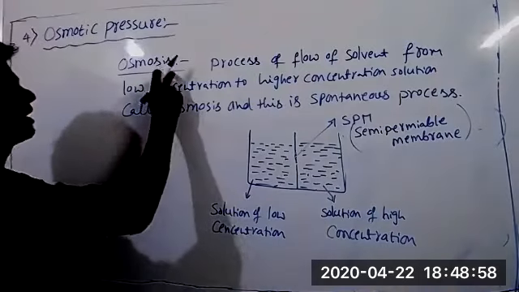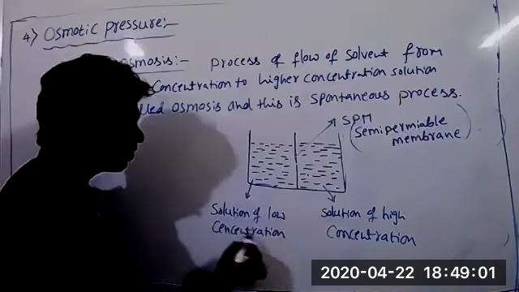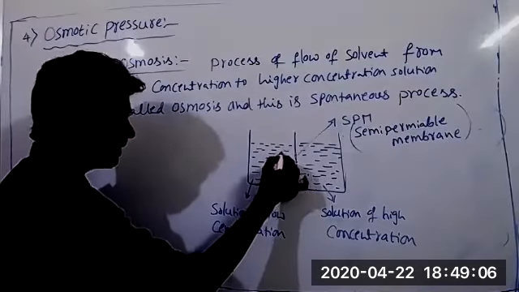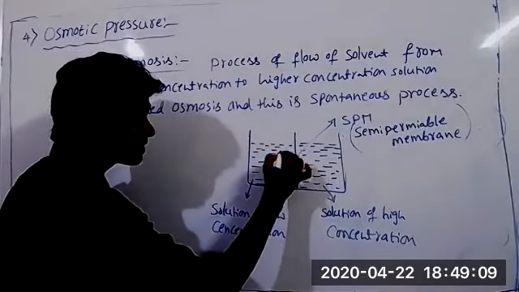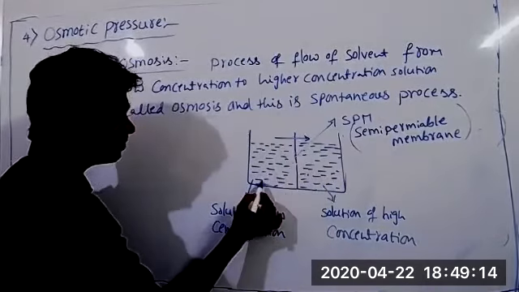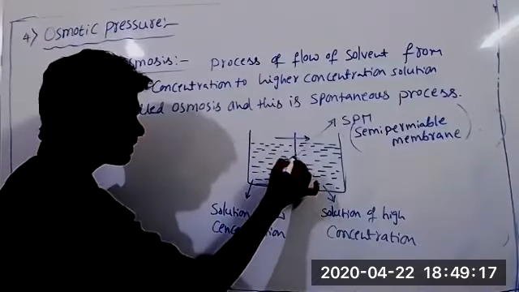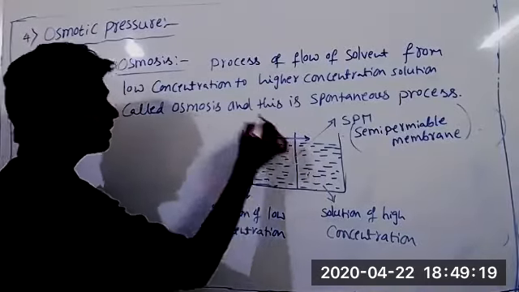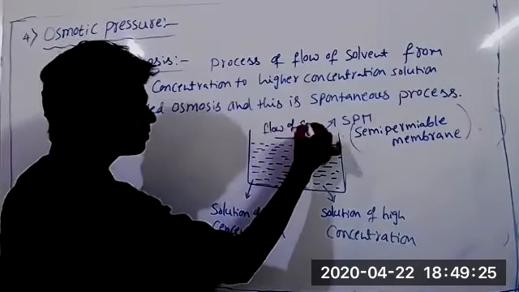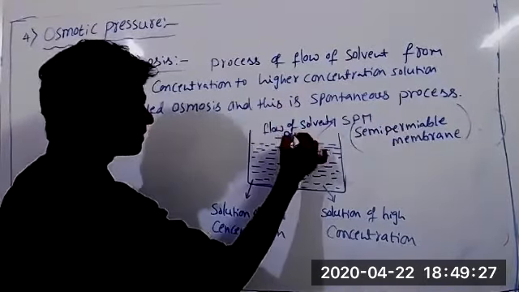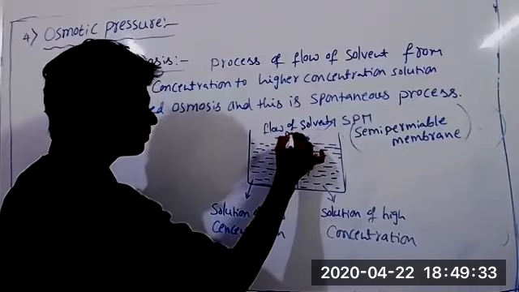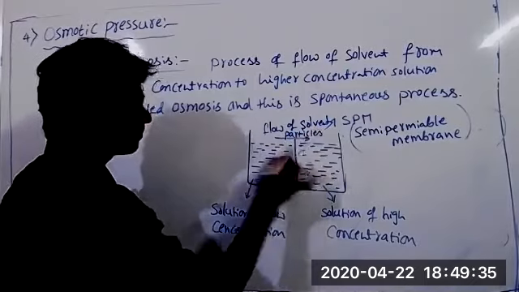Okay. See, according to osmosis, this is the low concentration solution. This is the high concentration solution. Only solvent particles move from low concentration to high concentration through the semi-permeable membrane. That is called osmosis. Flow of solvent particles. This is osmosis.